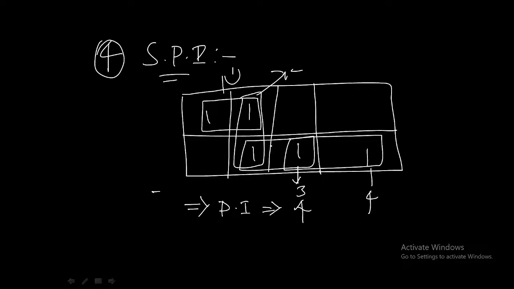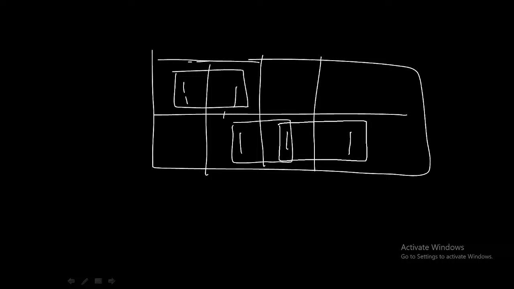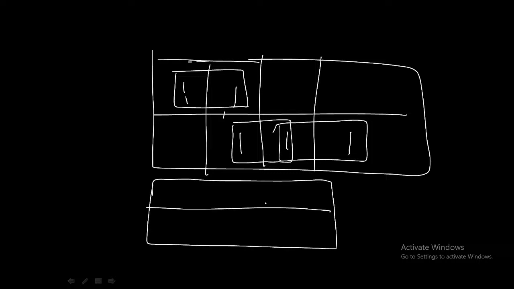If you see carefully the grouping done here, I will draw it one more time. 1, 1, 1, 1, 1. Now let me draw the essential prime implicants first. This is one essential prime implicant. If you group like this, it will become a redundant prime implicant, so I'm not involving that. Now here you can group these two and this. This is one way of grouping. Now, like this, you can also follow another type of grouping. Let me show you.